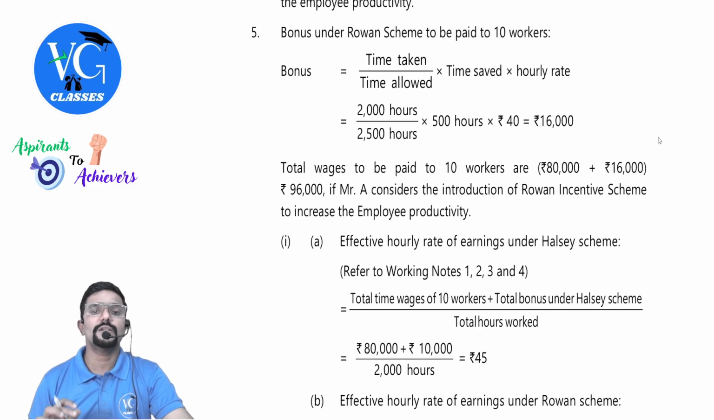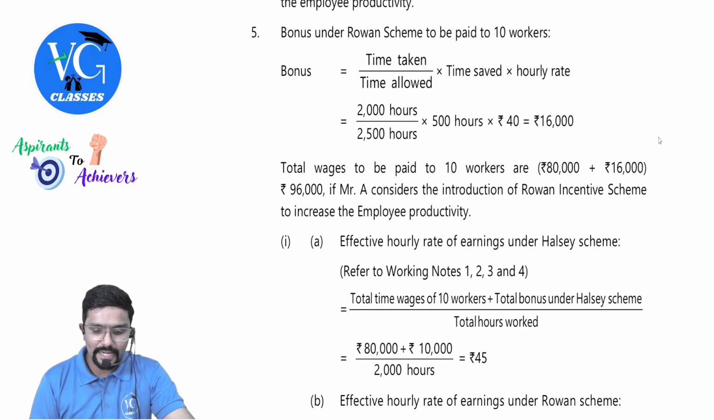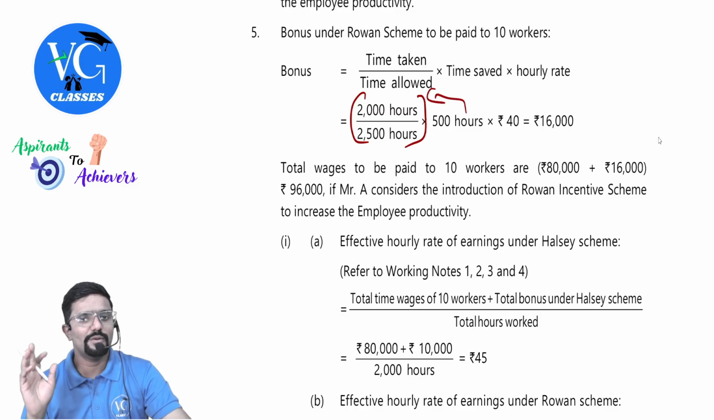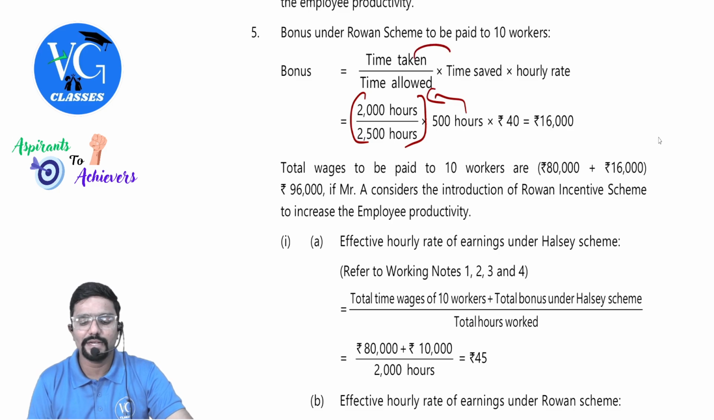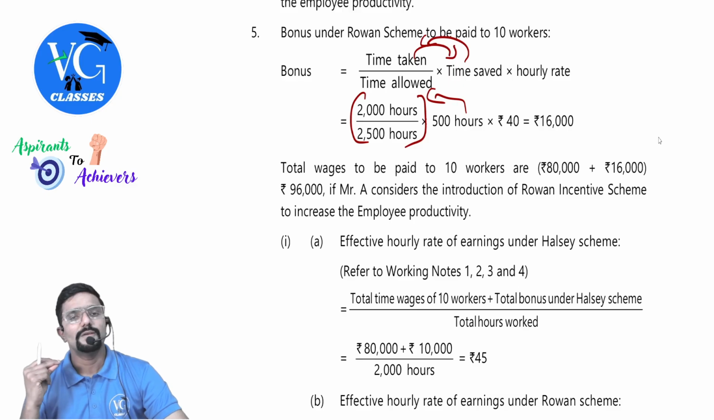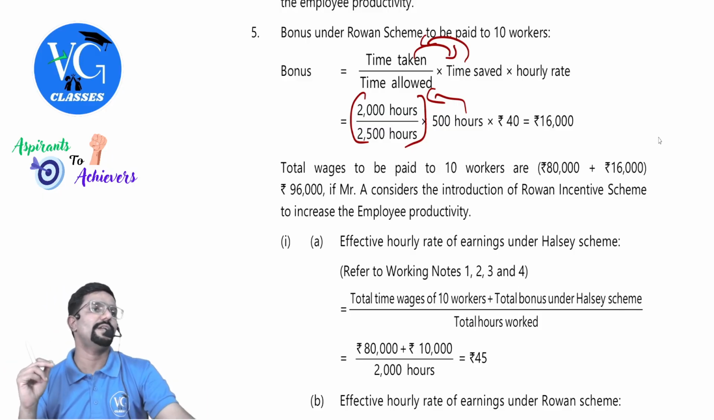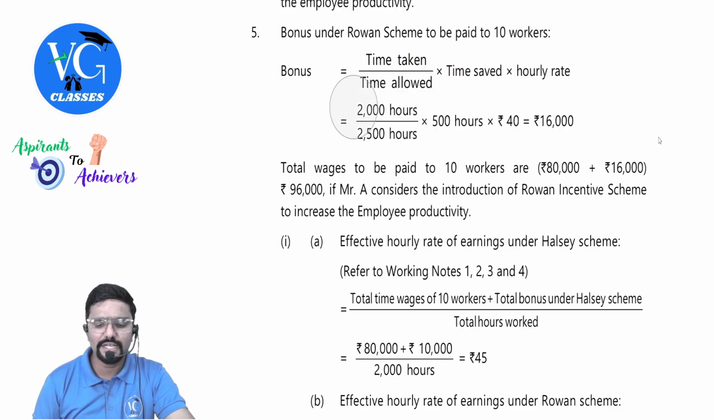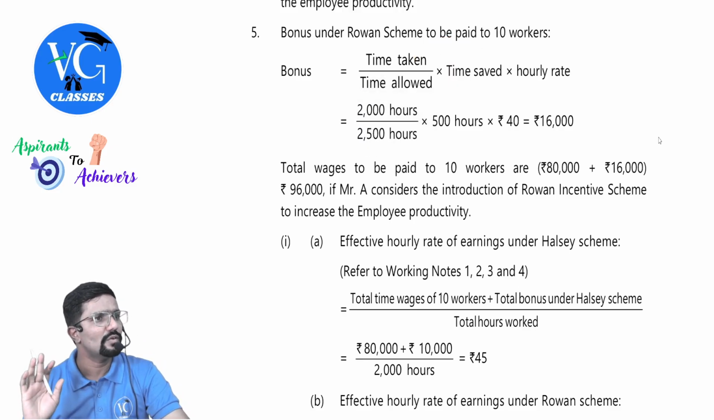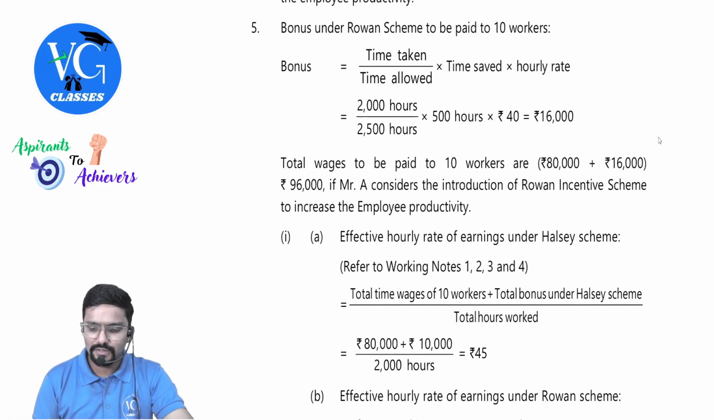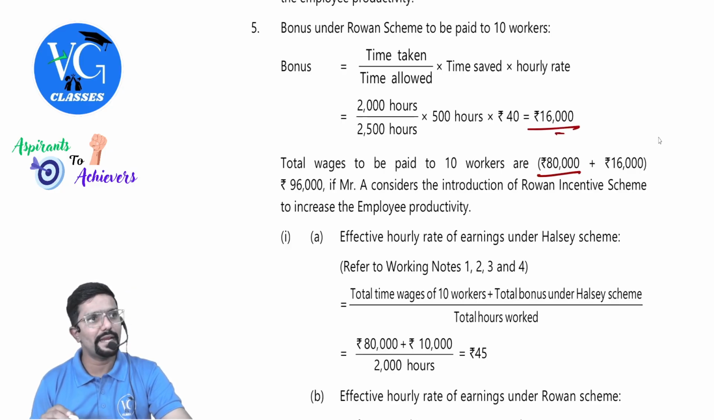90,000. Sir, what if they consider Rowan scheme? Then time saved divided by time allowed. Okay, they have taken it the other way around, but you don't do it because it will be confusing, because time saved and time taken they have interchanged. Clear? So you have to take time saved 500 divided by 2500 into 2000 into 40 into 40. They have just interchanged the position, guys. Sir, formula changed? No, no, no, no. Same formula, they just interchanged the position. Okay, sir. So how much we will get here? 16,000. So what is the total payment? 80 guaranteed plus 16, so 96.